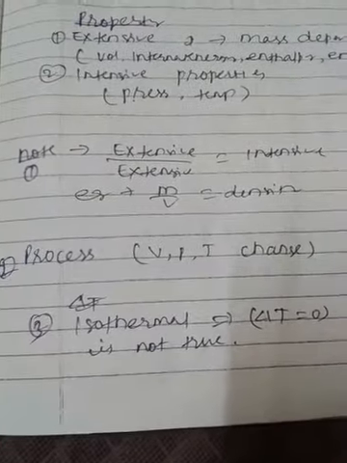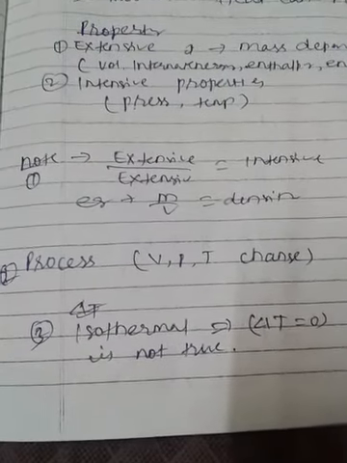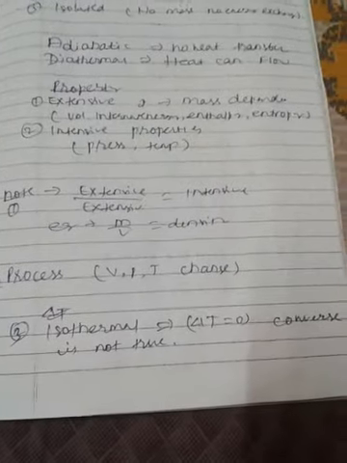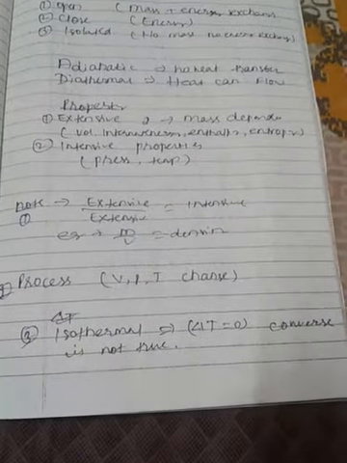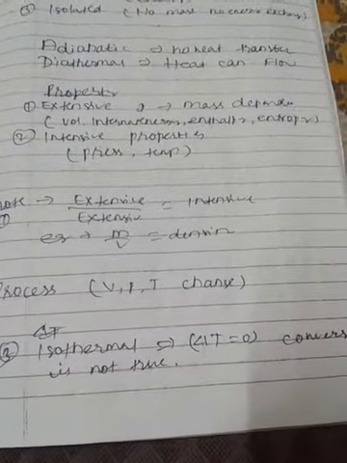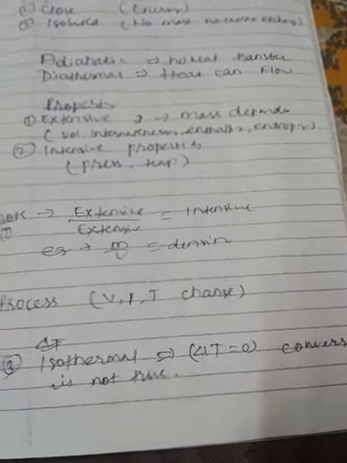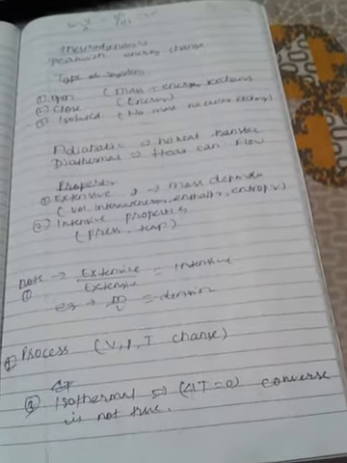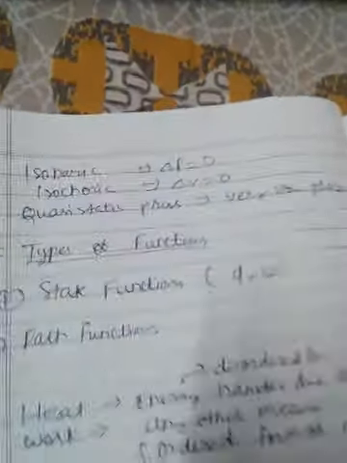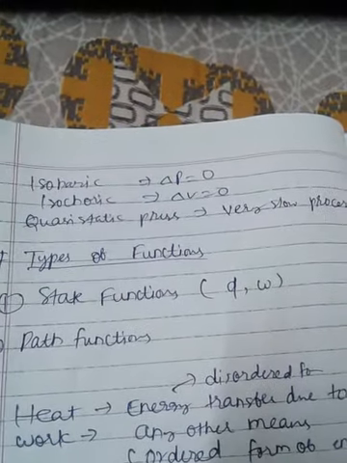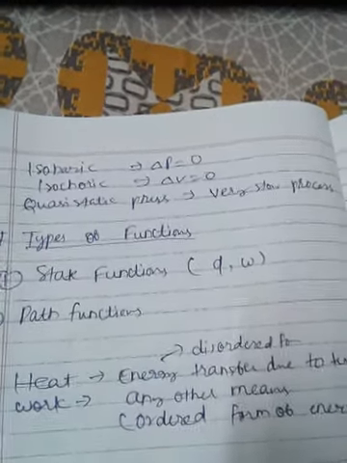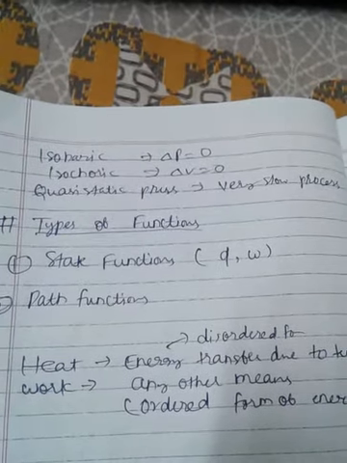A process is a phase in which volume, pressure or temperature changes. Isothermal means those processes in which delta T is equal to 0, means temperature change is not there, but the converse is not true: delta T equal to 0 doesn't guarantee that the process is isothermal. Now another one is isobaric. Isobaric means delta P is equal to 0. Isochoric means delta V is equal to 0. Quasi-static is a very slow process.